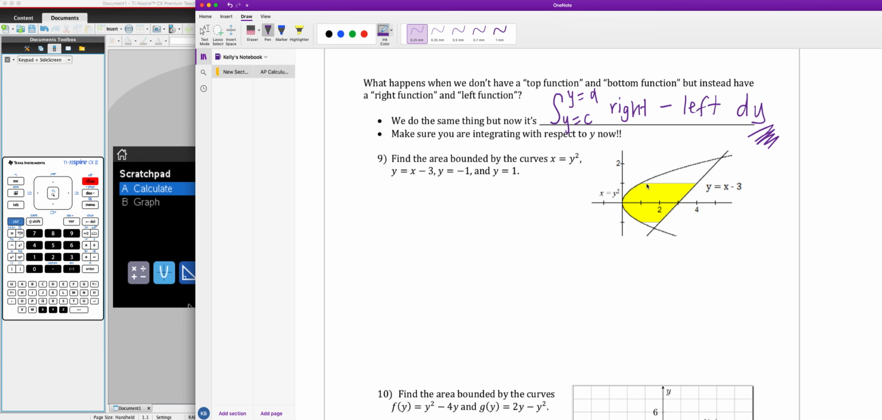So if I look at our first example here, we have this right curve over here on the right side. The issue is that if I'm going to integrate it with respect to y, I can't plug in the x minus 3. So instead, I need to isolate the x value and get y plus 3 equals x, and I'm going to use the y plus 3 as my right curve. So if I set up this integral now, I have my right curve as y plus 3.